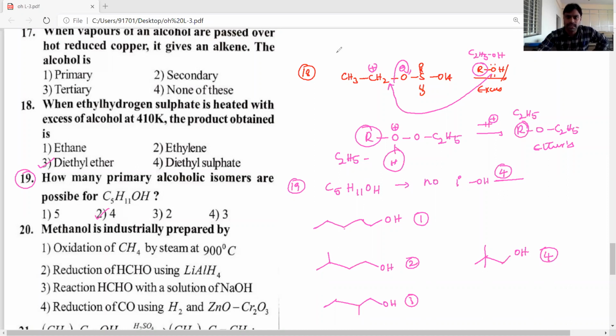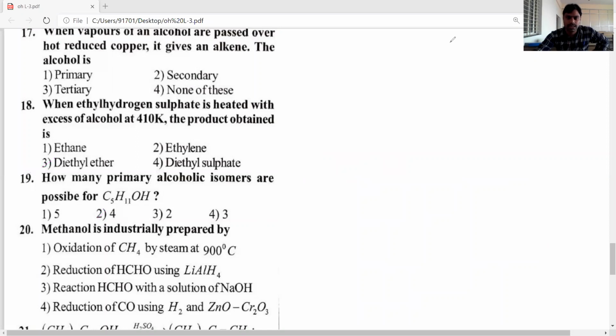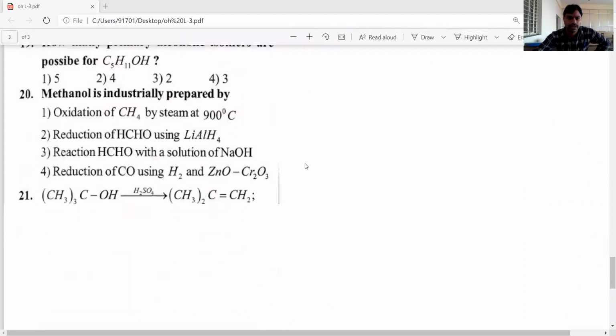Okay, students. Let's see the next question, the 20th question. It's very clear. Methanol is industrially prepared. How do we prepare methanol industrially? The reduction of CO and H2, which is nothing but water gas. This water gas is treated in the presence of ZnO-Cr2O3 and forms CH3OH, methanol. This is the industrial synthesis of methanol from water gas. The catalyst is ZnO and Cr2O3, zinc oxide and chromium oxide. Okay, let's go for the next question.